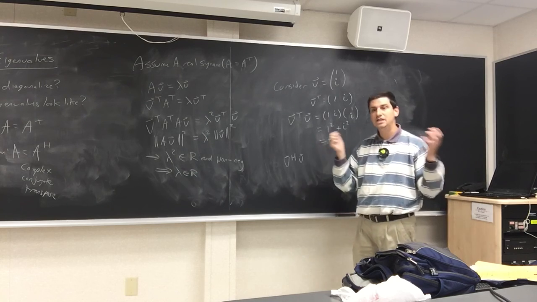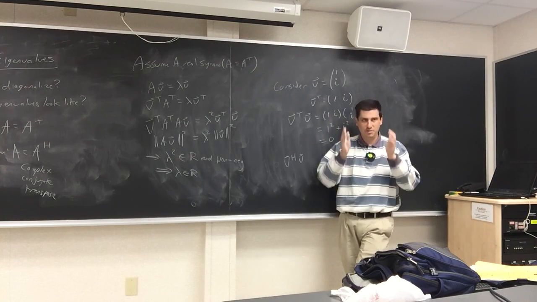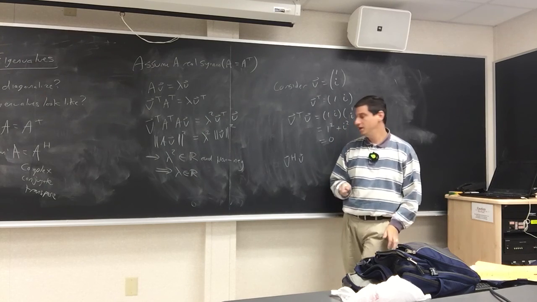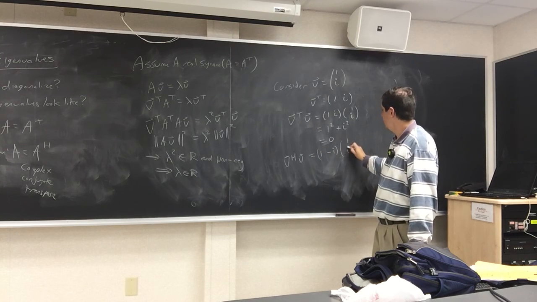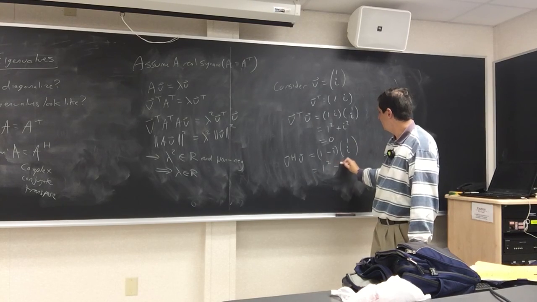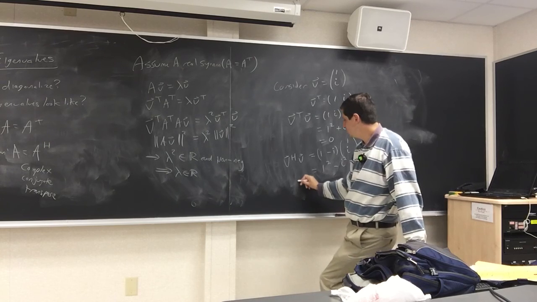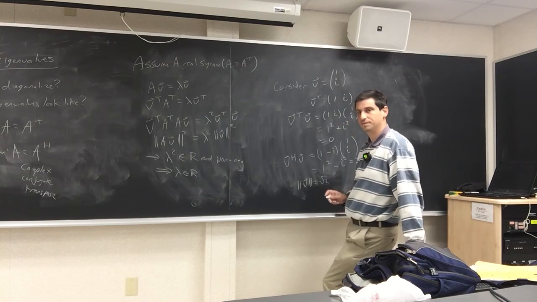Because remember, when you take the length of complex numbers, you take the complex conjugate times itself and then take the square root of that. So if I do v Hermitian v, I'll get 1 minus i dotted into 1 and i. And now I get 1 squared minus i squared, which is 2. And so this is going to tell me that the length of v is the square root of 2.